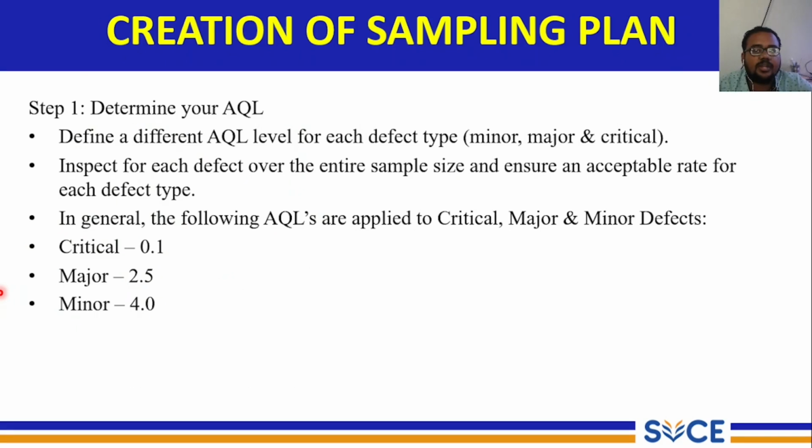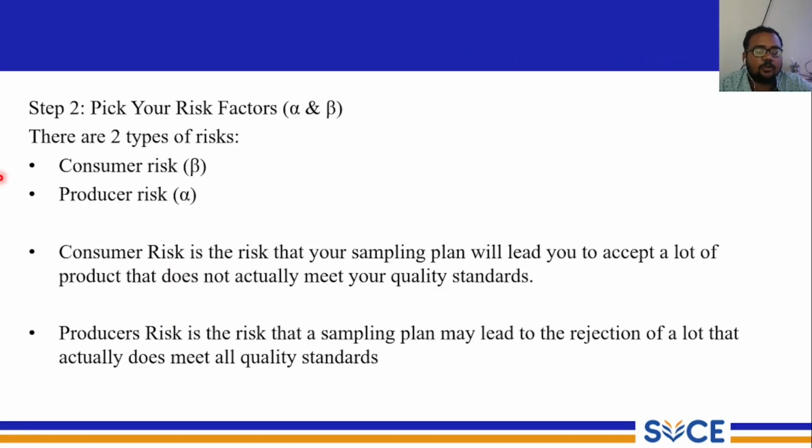So how do you create a sampling plan? First you will be determining what your AQL is, the acceptable quality level. It can be for minor, major and critical defects. So in general, for a critical defect, the AQL is 0.1, for a major defect you consider it to be 2.5, and for a minor defect, it is 4. Once the AQL level is determined, then you will determine your risk factors, the alpha and beta, which are called the producer's risk and consumer's risk.